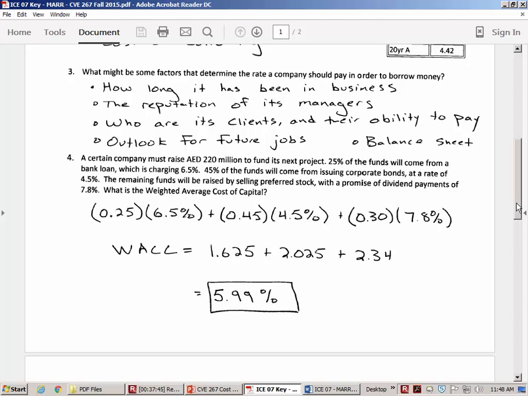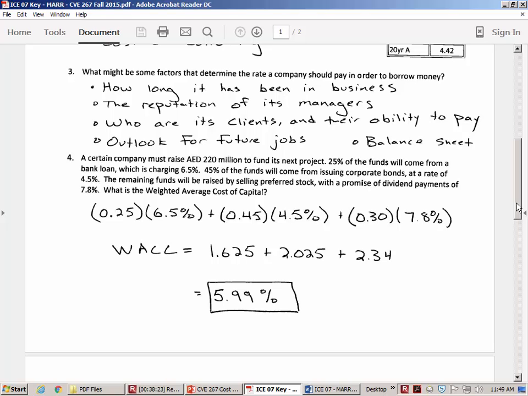45% of the money you need will come from corporate bonds, and the people you're buying the bonds from want 4.5%. And the rest of the money you need to raise, which I guess the remaining percentage is 30%, you're going to get by selling a preferred stock. So the people who buy the preferred stock, you have to pay them a 7.8% return. So weighted average cost of capital is just finding the average of these different percentages that you're going to be paying out. You don't have to take the 220 million into account.